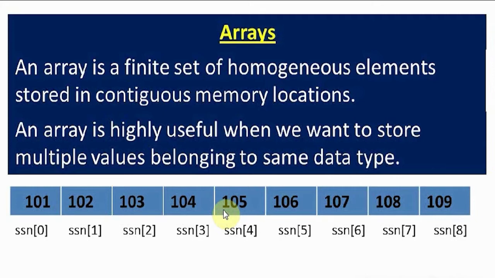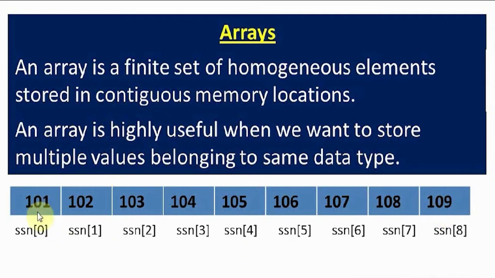So what we can do is, we can declare an array. In a short while from now, I will tell you how to declare an array, but first let me show you the structure of an array. Here I have stored the social security number of the first person, 101 or whatever it is. This is the social security number of the second person. 103 is the social security number of the third person. 104 is the social security number of the fourth person, and so on. And 109 happens to be the social security number of the ninth person.